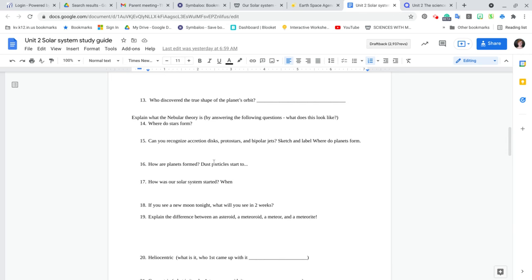How do our planets form? Dust particles start to collide with each other and stick together and form bigger particles. And then they collide and form bigger particles. So you get planetesimals eventually, and eventually planets, because gravity gets them all together.